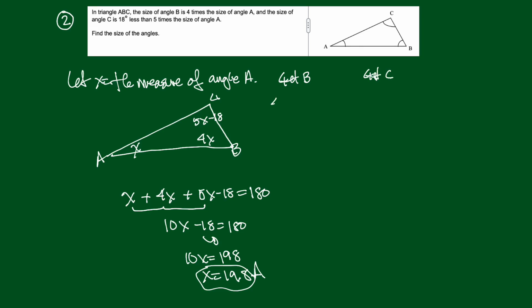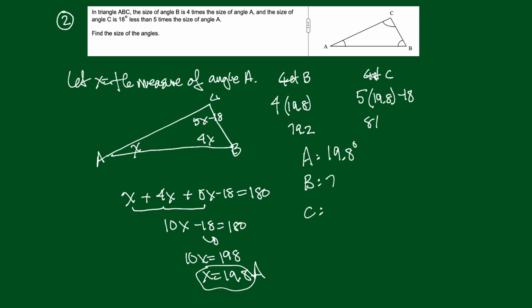The measure of angle B, we know, is 4 times that of angle A, so that's 4 times 19.8, and I got 79.2. The measure of angle C is 5 times that of A, 5 times the 19.8 minus 18, and I got 81. So what we want to do is find the measures of the angles. So how about if we write this? A, B, and C. So A is 19.8 degrees, B is 79.2 degrees, and C is 81 degrees.